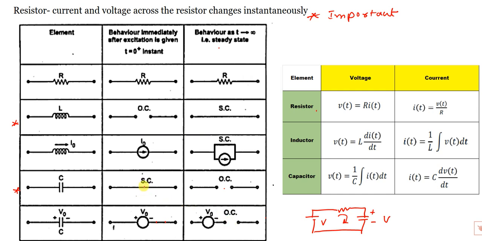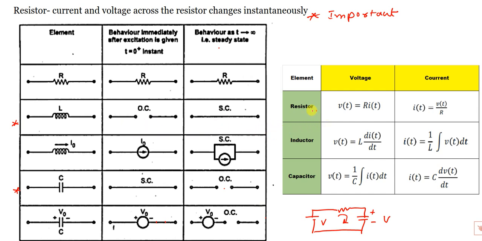Next, in the inductor, just after switching it acts as an open circuit, and for t equal to infinity, it acts as a short circuit. If any initial current is flowing in the inductor, it acts not as an open circuit but as a current source of that initial value. And for t equal to infinity, it acts as a current source in parallel with a short circuit. Here it is series: for a capacitor, a voltage source in series with an open circuit. Here, a current source in parallel with a short circuit. So this table is very, very important.